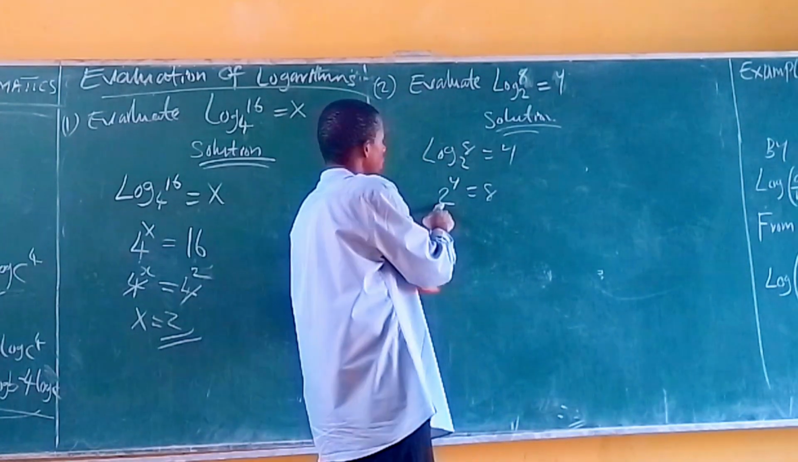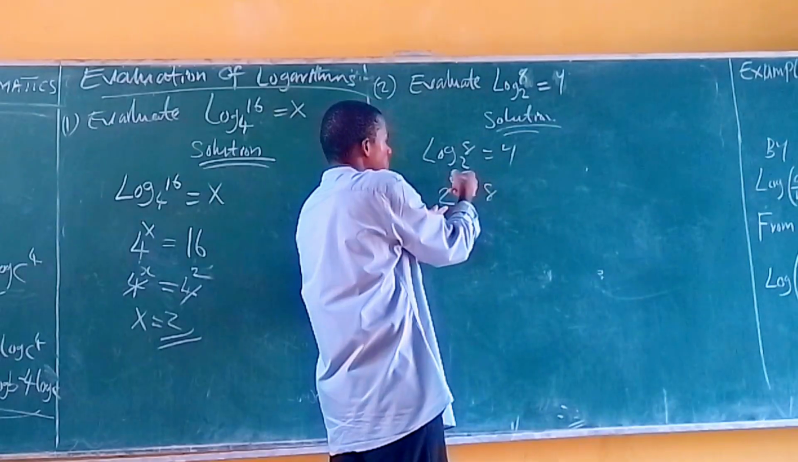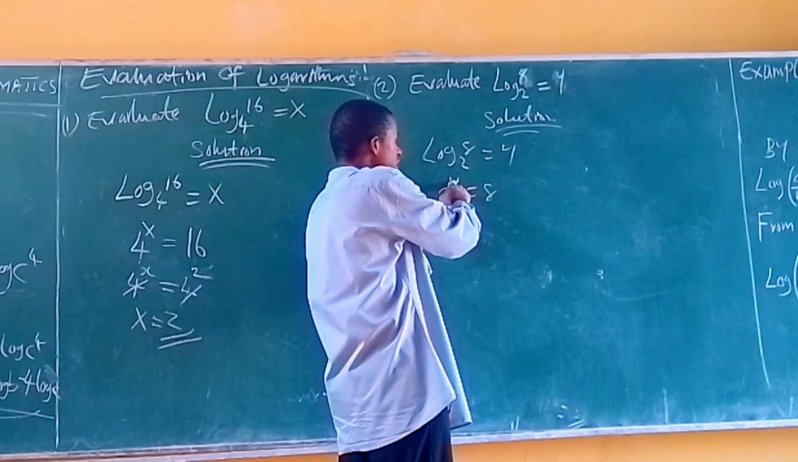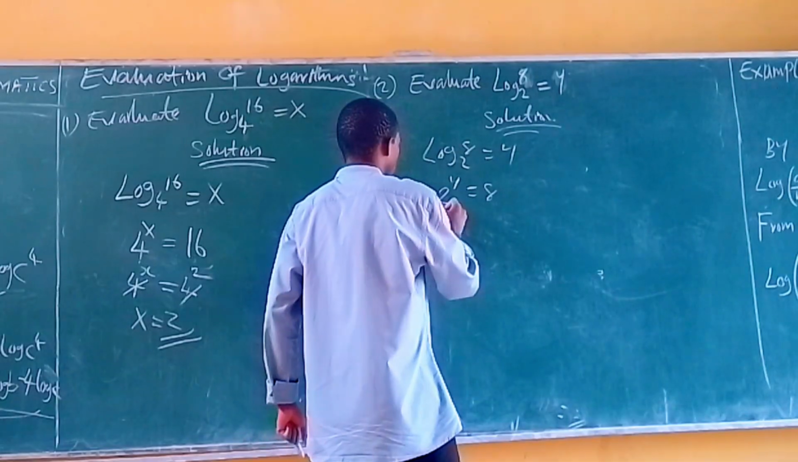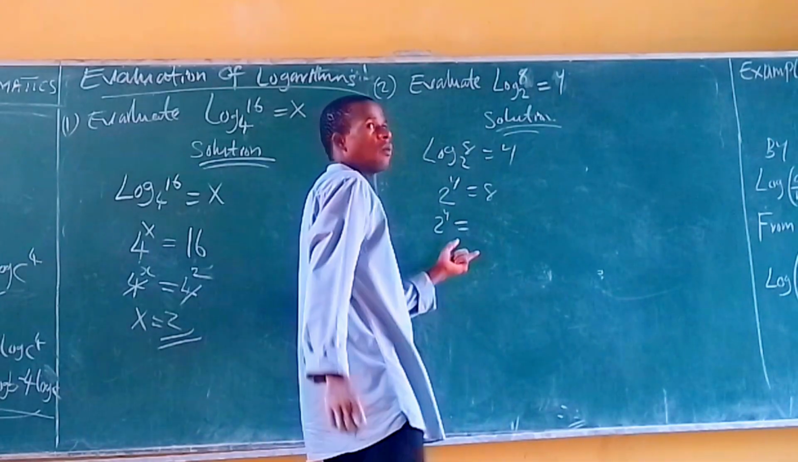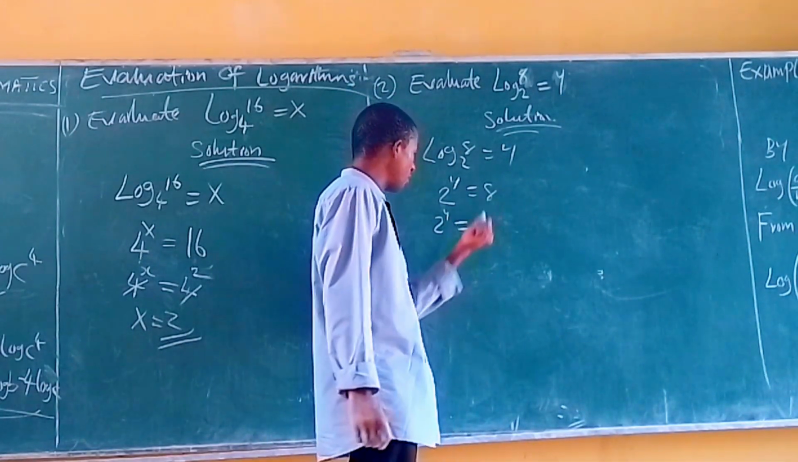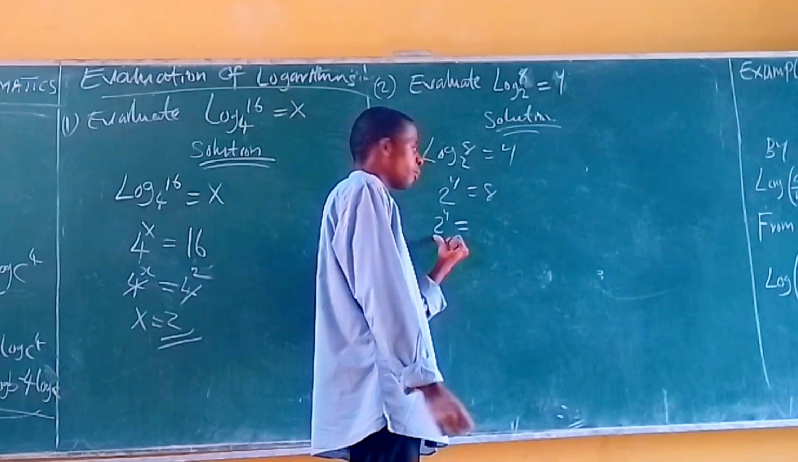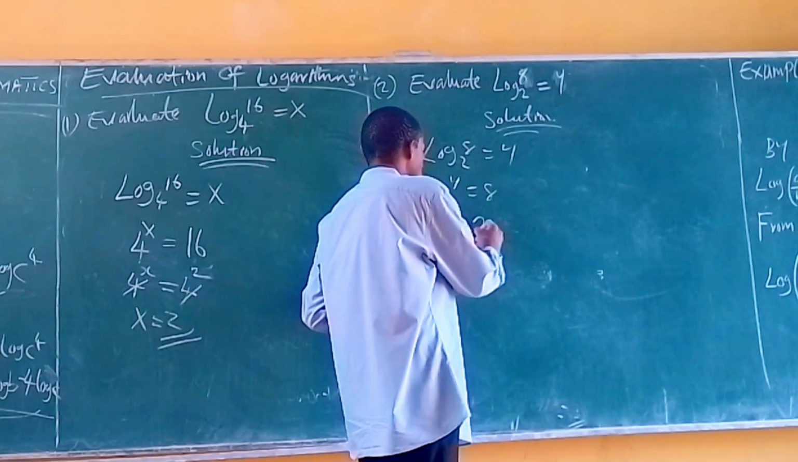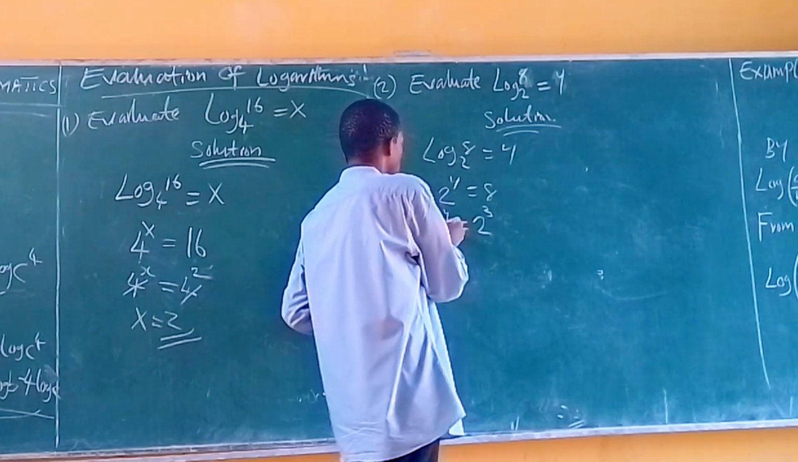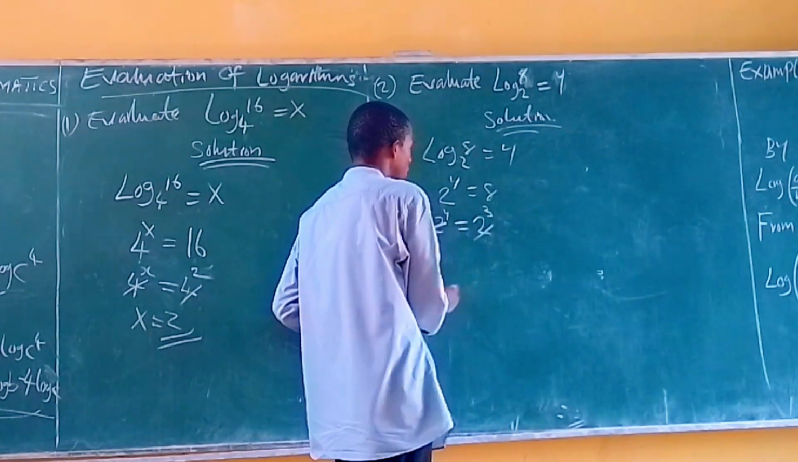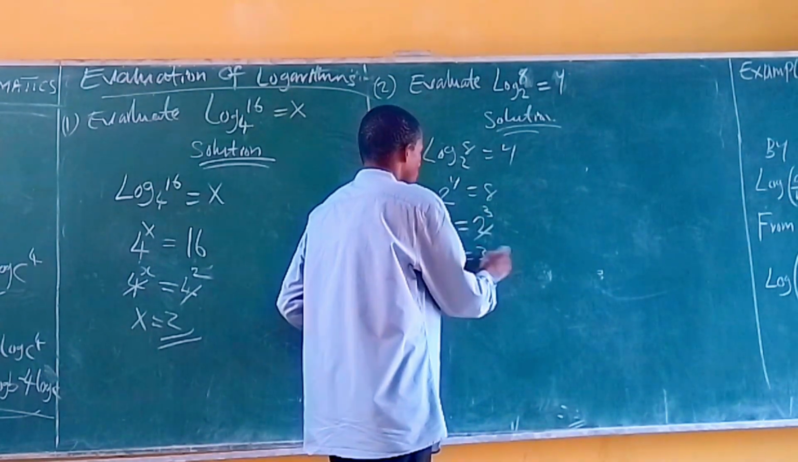Coming to our base, right? This is our power, which is the indices, and this is our number. Our aim is to put this to have the same base as this one, right? So what number can we put on top of 2 to give us 8? 3, right? So now they have the same common base, you can solve. So y equals 3.